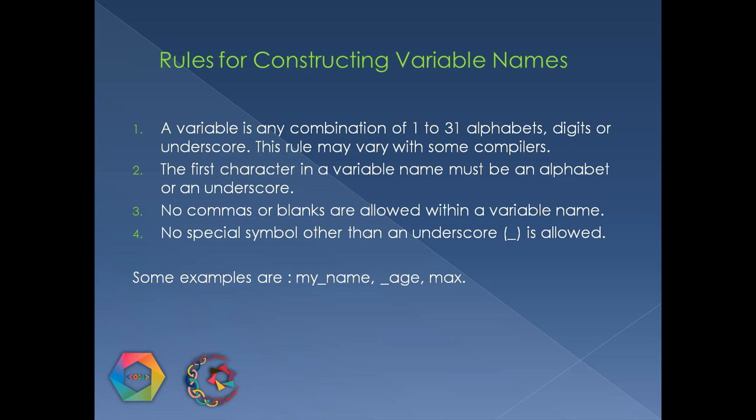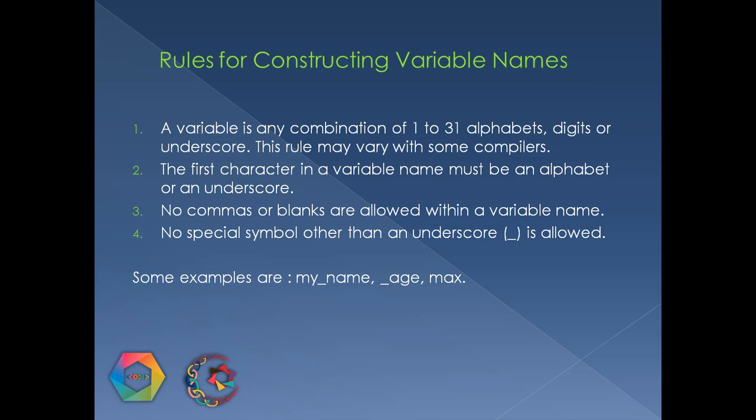Now, this rule can vary with different compilers, but make sure that your name is to the point and short. Alright. The rule number two is that the first character in a variable name must be an alphabet or an underscore. In rule number one, I said that we can use digits as well, but there is a limitation, because you cannot start the name of your variable with a digit. You must start the name of a variable with an alphabet or an underscore.